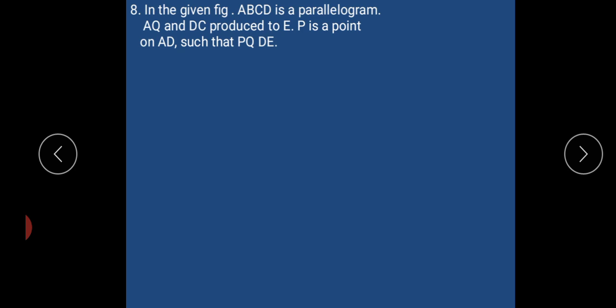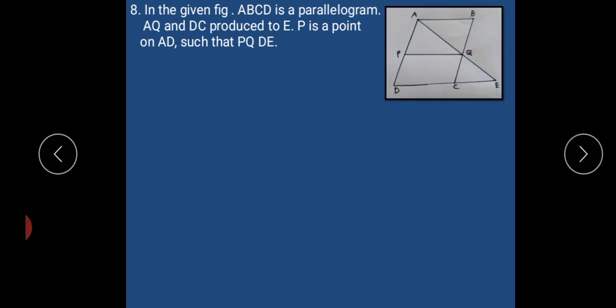Eighth one, again from the board paper. In the given figure, ABCD is a parallelogram. Now, riders are difficult because now a parallelogram has come, and you should know the properties of parallelograms, which you learned in standard 9th. AQ and DC are produced to E. P is a point on AD such that PQ, slight correction here, PQ is parallel to DE. Again parallel, so let's go to the BPT.